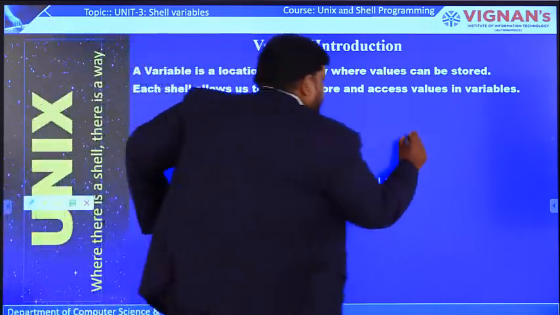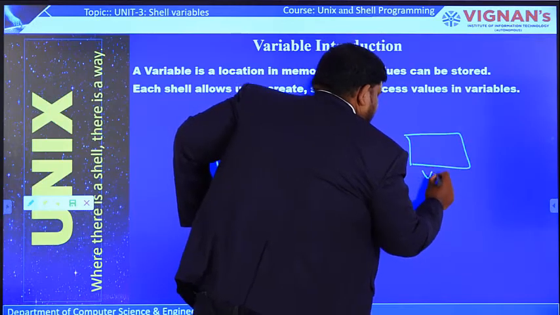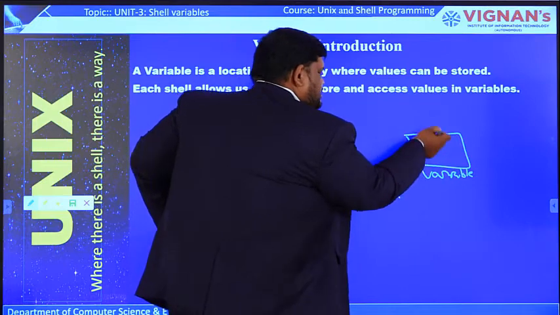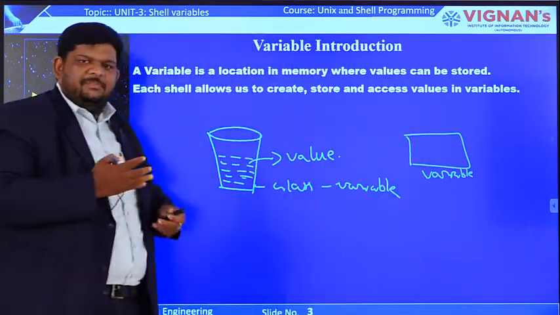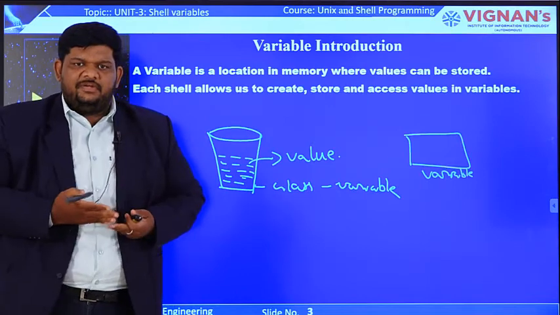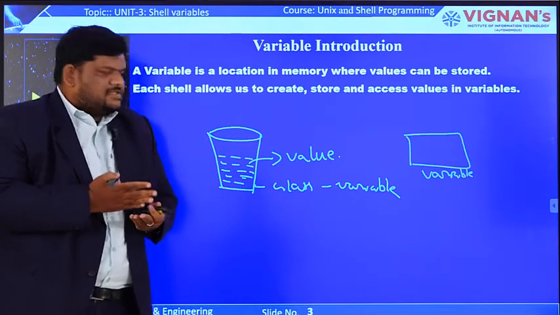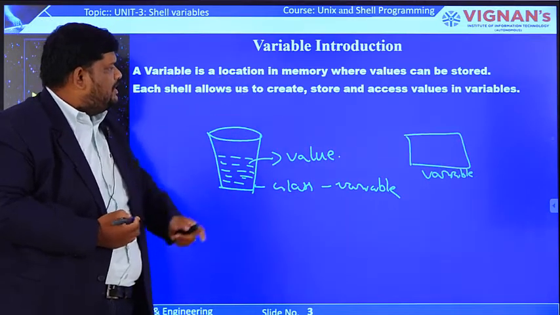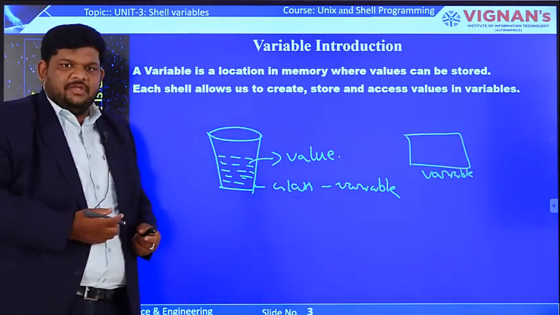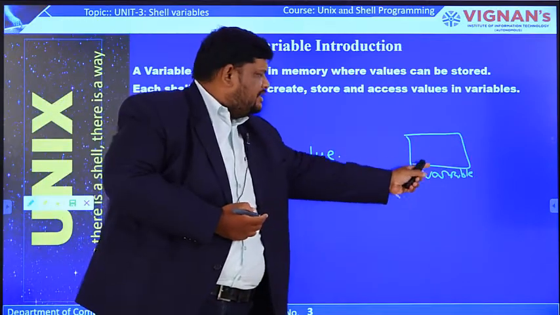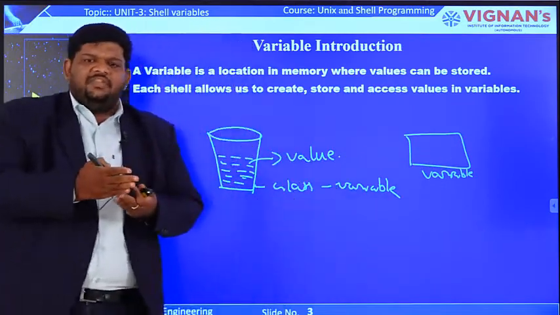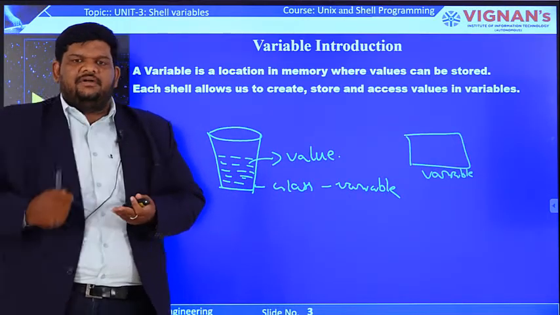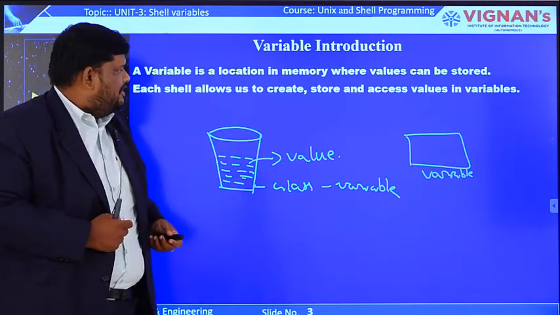So this is a variable, and it contains some name. A variable can store any value. It may be numbers, it may be strings, whatever it may be. So a variable is a location in memory where values can be stored. When we create a variable, some memory is allocated, but we need not bother about memory allocation. With the help of the variable name, we access that particular value. So this is all about the variable introduction.